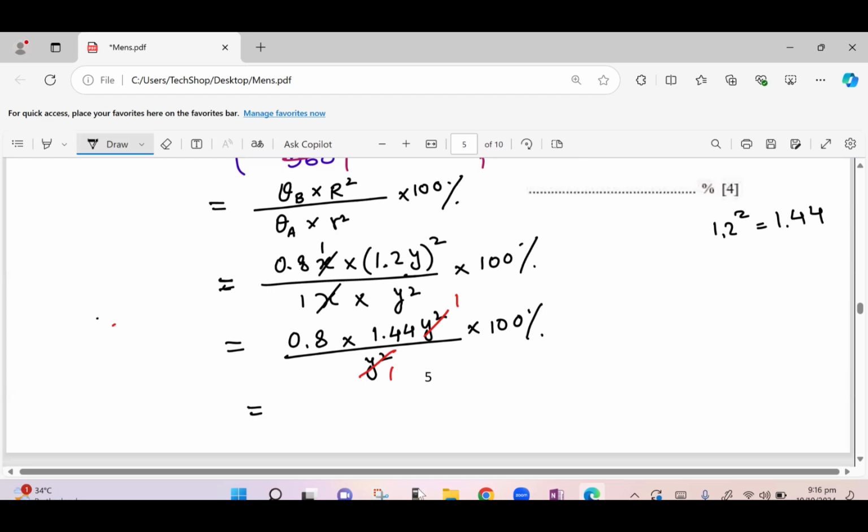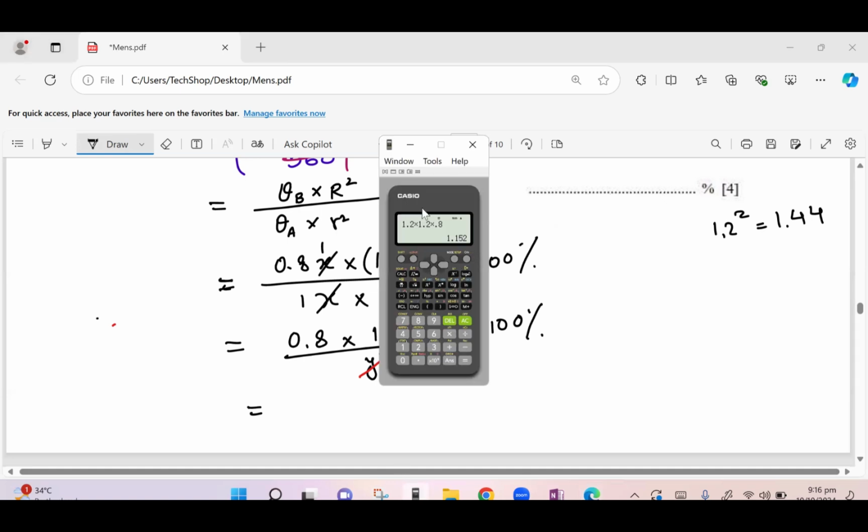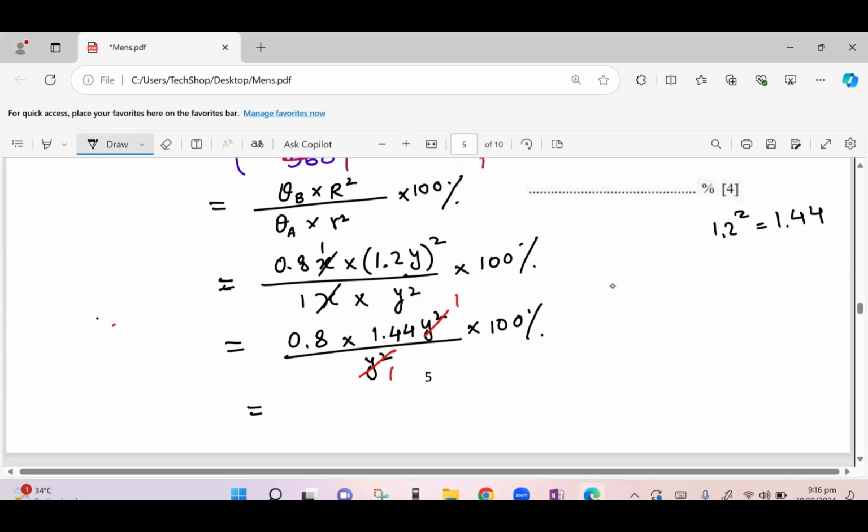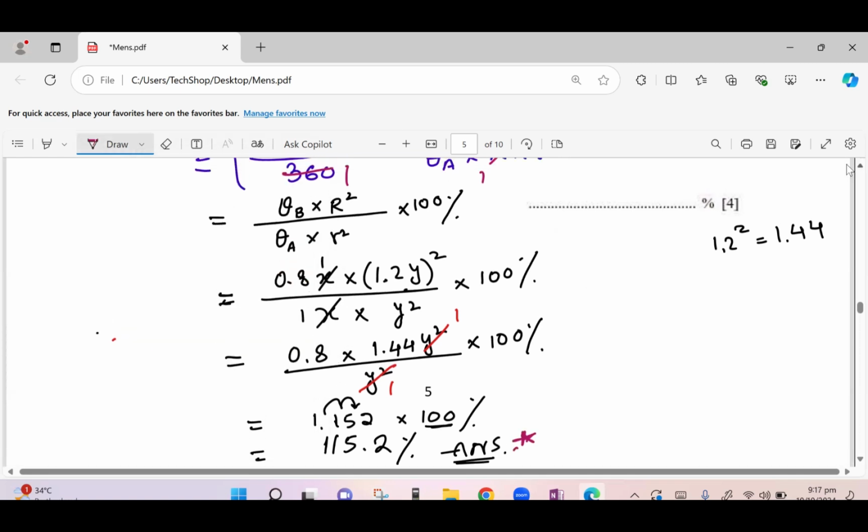So use a calculator: 0.8 multiplied by 1.2 squared. It will be 1.152. 1.152 times 100%, and after multiplication by 100, it will be 115.2%. That is the final answer for this question. I hope you got the idea how to solve this type of question. This is not difficult; this is conceptual.